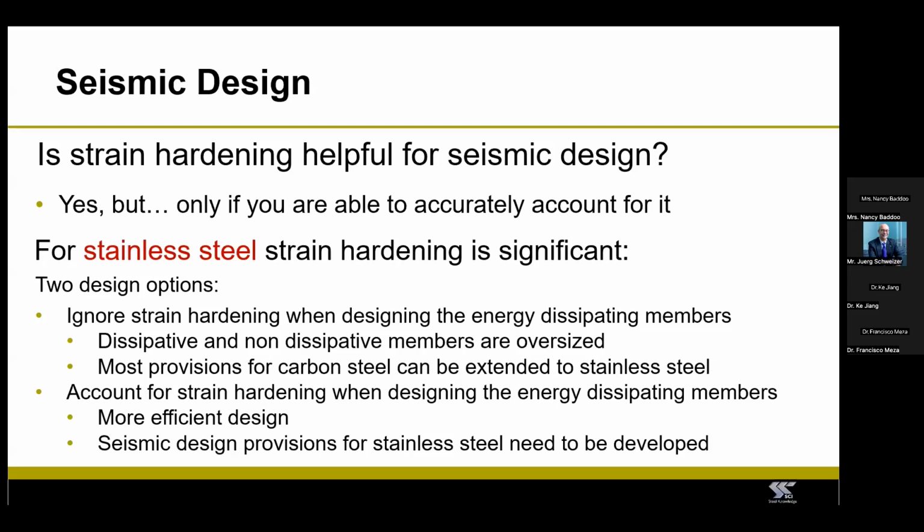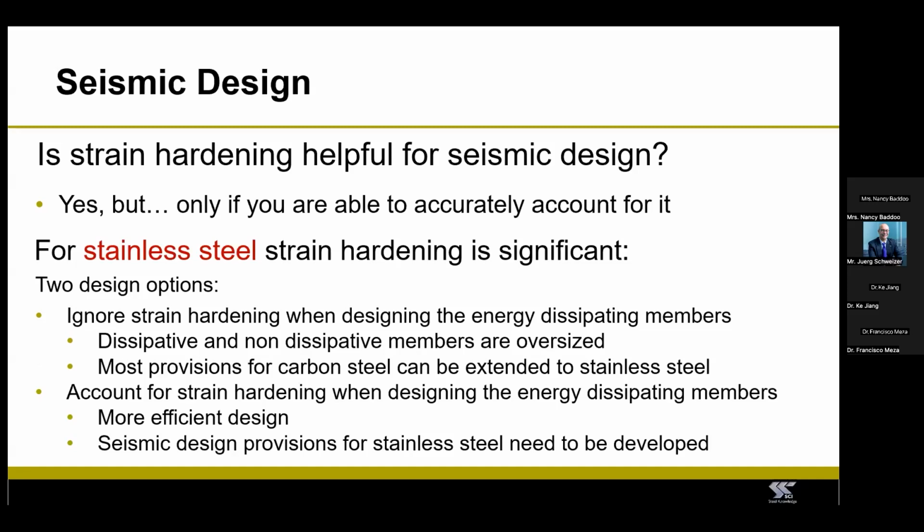So with the first option, the energy dissipating members are designed without considering strength hardening. And because of this, the design option is conservative and will lead to structures with oversized dissipative members. Now, because the energy dissipating members are oversized, the non-dissipative members will also be oversized. So the advantage of this design option is that you could argue that if this design approach is followed, most of the seismic provisions for carbon steel could be applied to stainless steel.